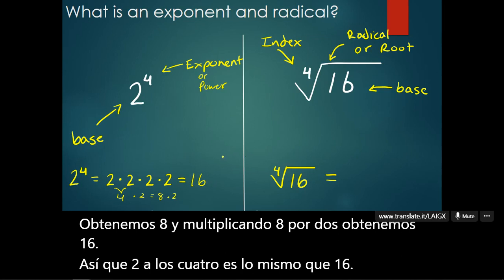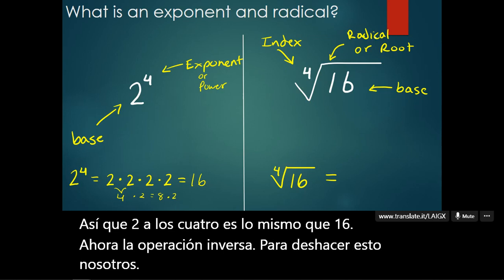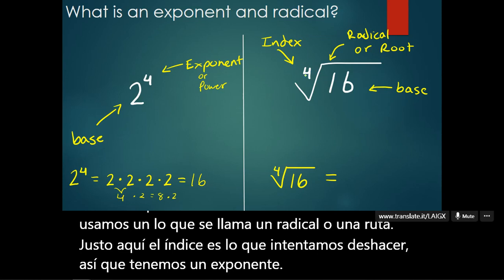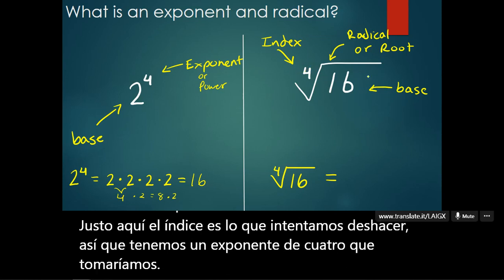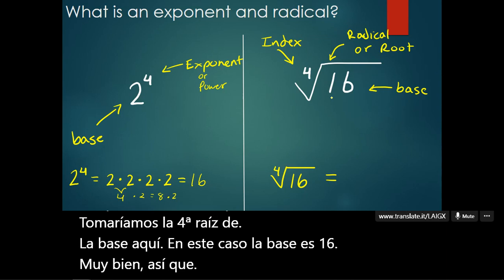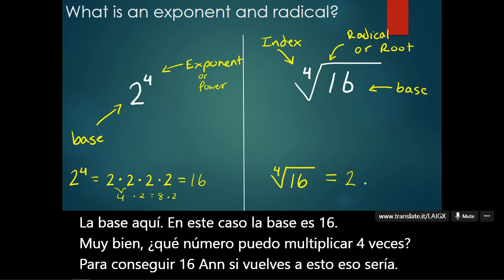Now, the inverse operation, to undo this, we use what's called a radical or a root, right? Here, the index is what we're trying to undo. So if we have an exponent of 4, we would take the 4th root of the base here. In this case, the base is 16, right? So what number can I multiply 4 times itself to get 16? And if you go back to this, that would be 2.